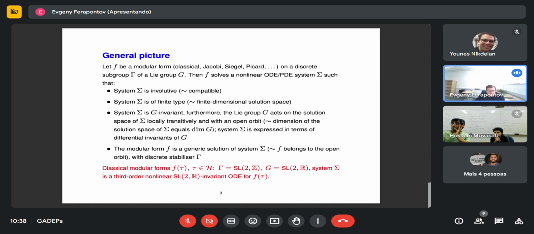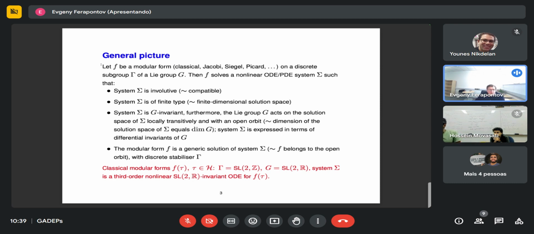Then our ODE will be built in such a way that it's by construction invariant under SL2R. All right? And therefore, the dimension of the group is equal to the dimension of the solution space. In our case, it will be equal to 3. And our modular form will be a generic solution of the system. Okay? So that's the general picture.